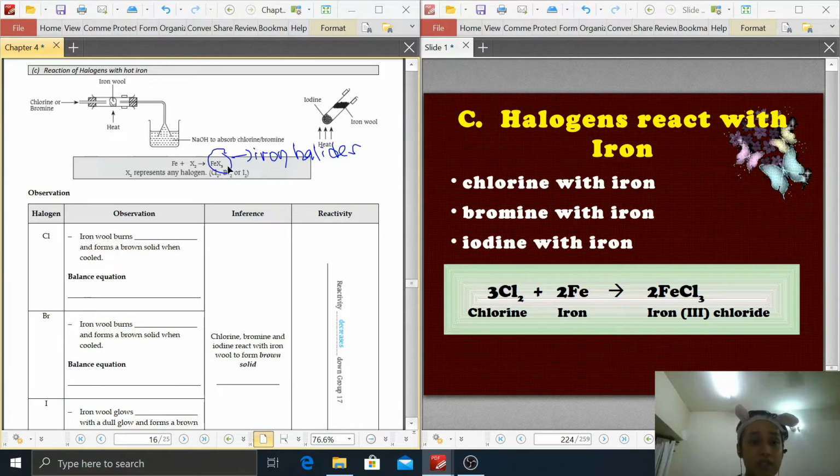Remember, since it's 3 plus, if you do the chemical formula, Fe is 3 plus, and all halogens are minus. So cross, that's why you will get FeCl3. Right here.